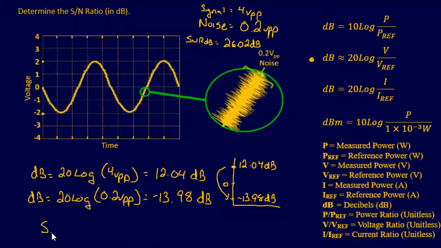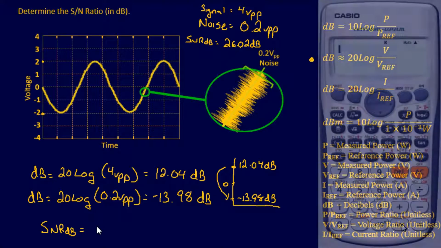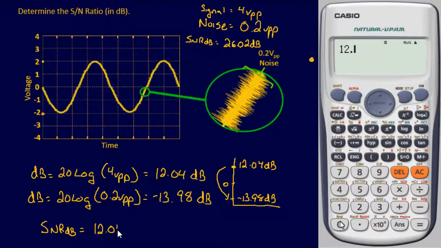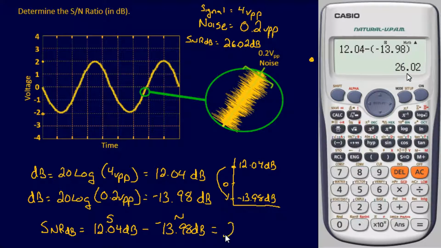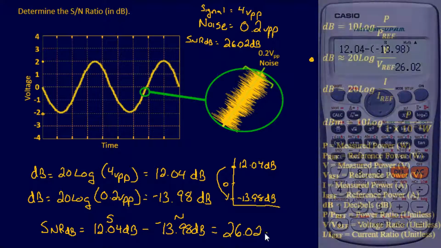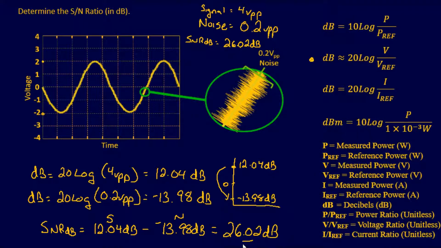So if you want to look at your signal noise ratio in decibels, it's going to equal 12.04 decibels, and this is our signal, minus our noise, which is negative 13.98 decibels. And that's our noise. That's a simple plug and chug in the calculator method. It gives us a final answer of 26.02 decibels. So that is going to be the same answer as what we had before.